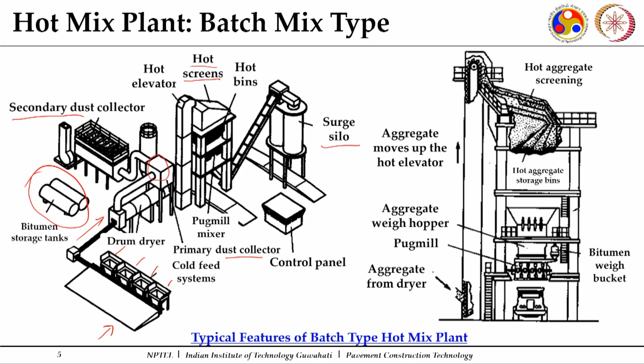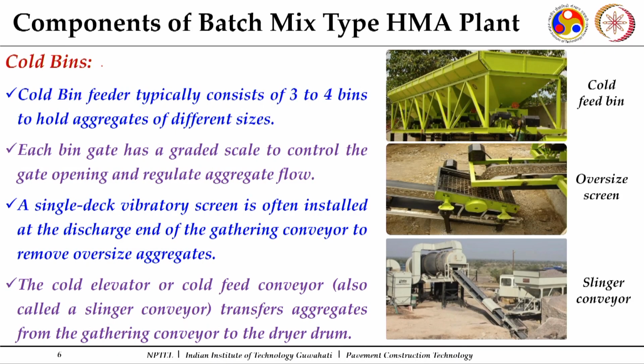So this is a broad explanation. We will discuss the components again. Now first of all, as I mentioned, come the cold bins. The cold bin feeder typically consists of 3 to 4 bins, so we can accommodate at least 4 different sizes of aggregates. As we discussed earlier, having more bins helps us control segregation at the plant. So usually we have around 3 to 4 bins in a typical hot mix plant to hold aggregates of different sizes.